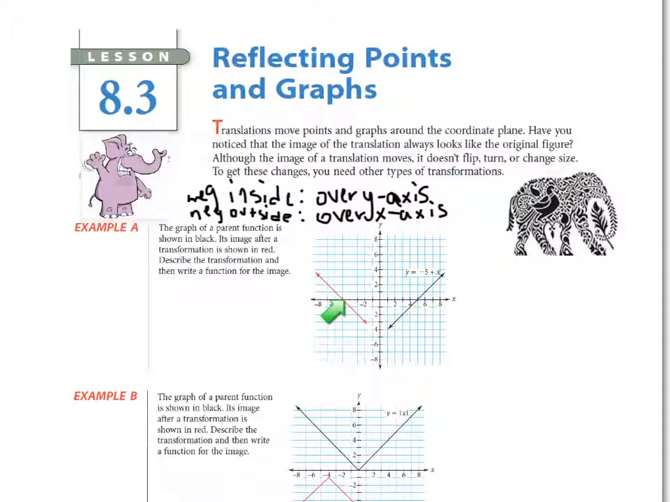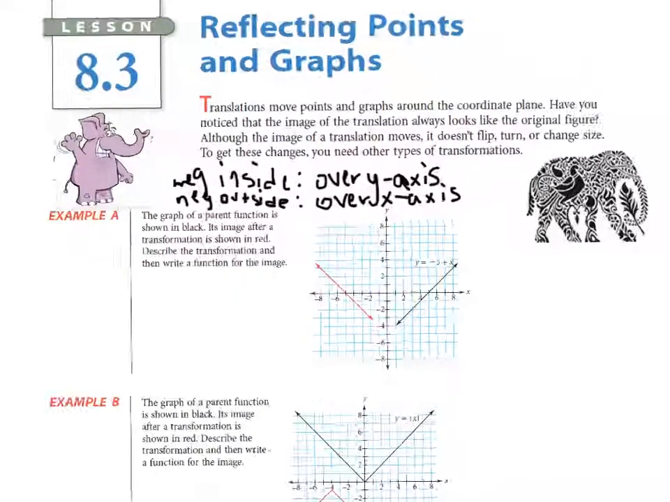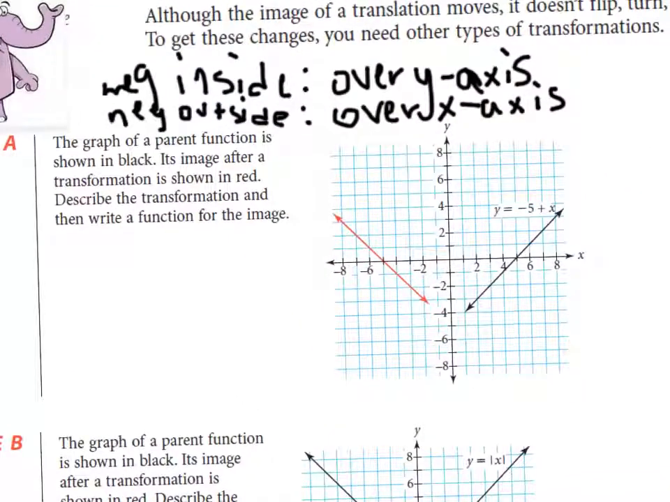And if you look, every point on the parent gets flipped to the negative x value for our new function. So that means since we are flipping over the y-axis and our x values are becoming negative, we want a negative on the inside. So the way we would write that is y equals negative 5 plus a negative x.